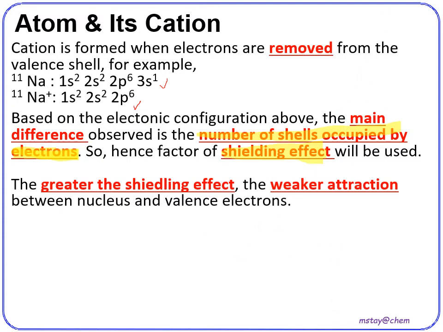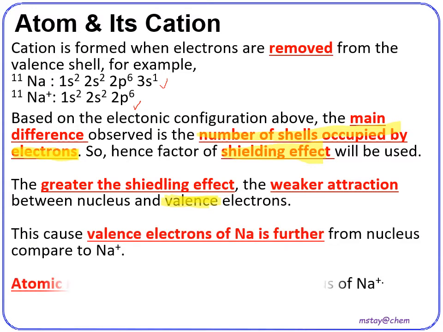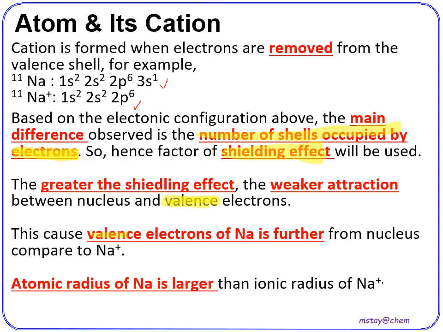The greater the shielding effect, the weaker the attraction between the nucleus and the valence electron. Highlight here, you must mention valence electron, because the definition of the radius is the distance between the nucleus and the valence electron. That's why we have to emphasize the term valence electron in your explanation. Due to the weaker attraction, the valence electron will be further from the nucleus, and this will cause the size of sodium to always be larger than Na+.